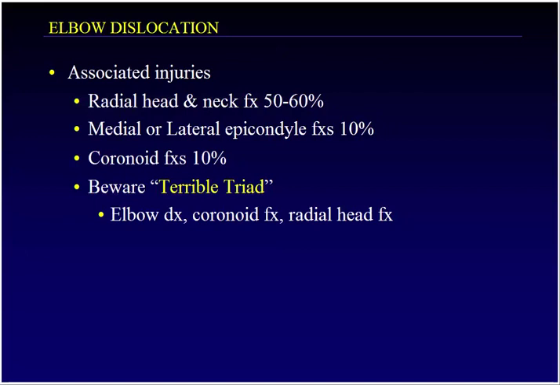You can have radial head and neck fractures, up to 50 to 60% medial or lateral epicondyle fractures, coronoid fractures, and you especially want to beware of the so-called terrible triad of the elbow, which consists of an elbow dislocation with an associated coronoid fracture and a radial head fracture. Those will require operative intervention.